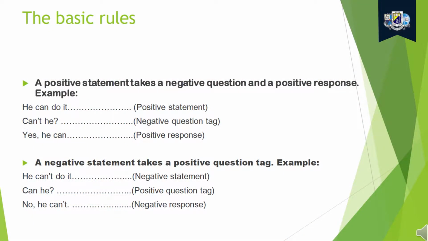That's the use of question tag at the end of a declarative statement in order to elicit a confirmation or an agreement. There are certain rules that you need to apply in order to be able to add question tags to your statement correctly. Number one is that a positive statement takes a negative question tag and a positive response as well. For example, he can do it. That is a positive statement. Can't he? That is a negative question tag. Yes, he can. That is a positive response.